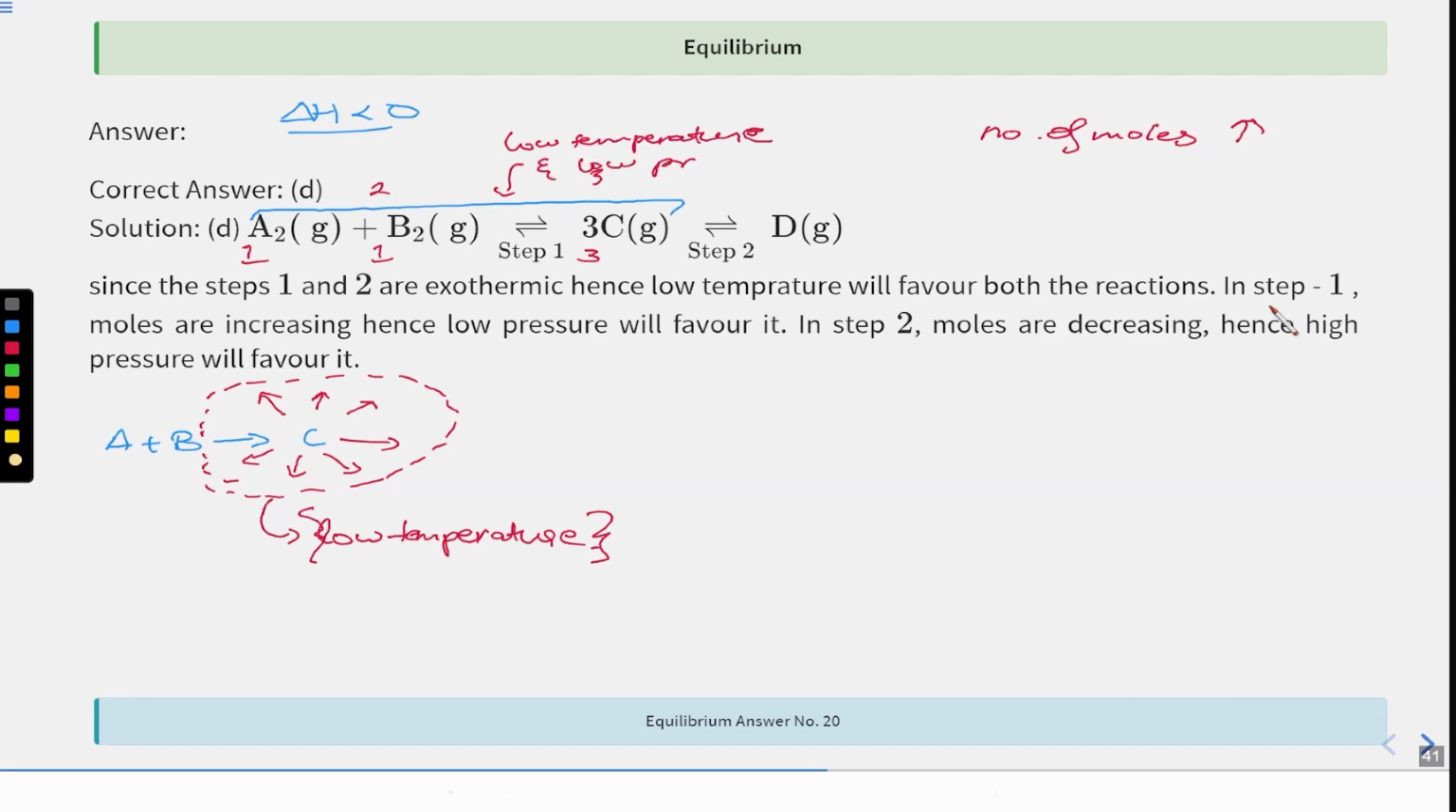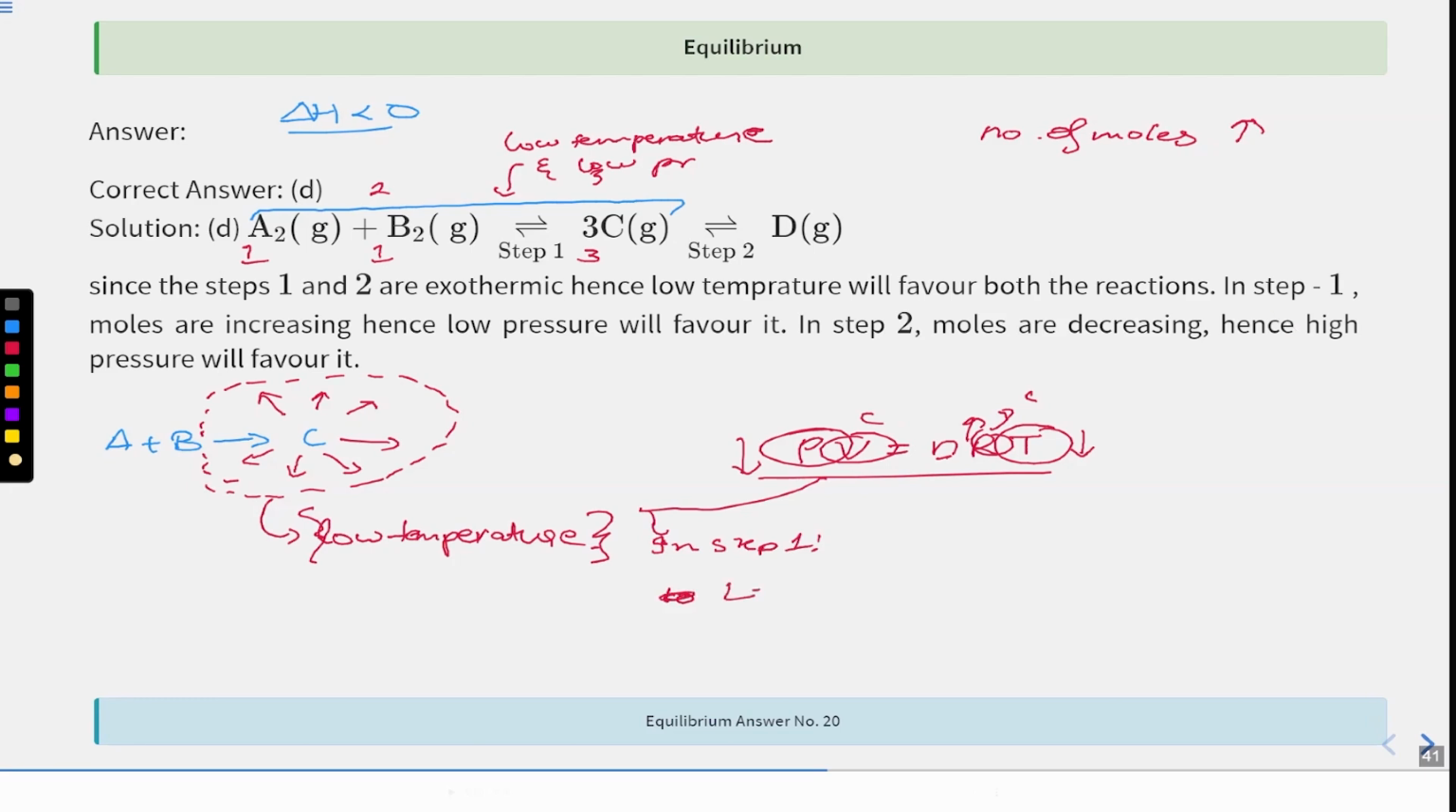Let me show you why. So you have PV equal to nRT and this is low. Okay. This is actually increasing. This is constant. This is constant. Now to make sure that this is staying equal, you need to make sure this will reduce, right? That is what's happening over here. That is why in step one, we are telling we need low temperature. I'll write LT and low pressure.